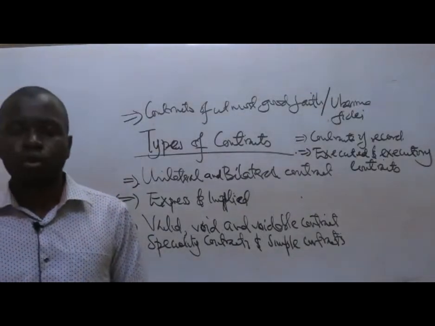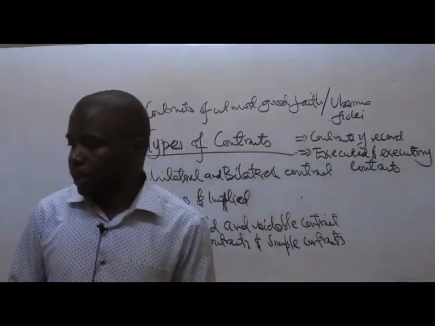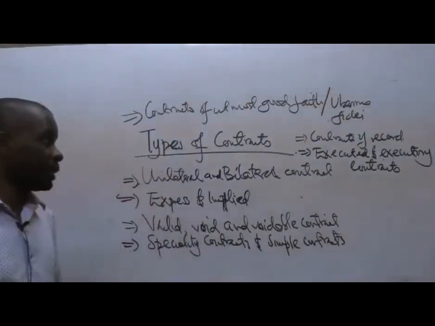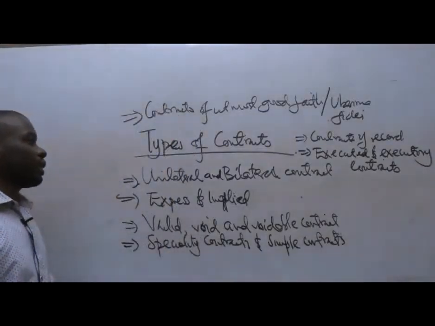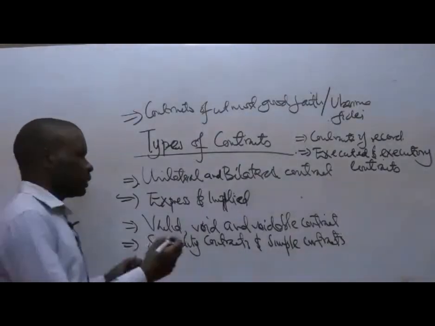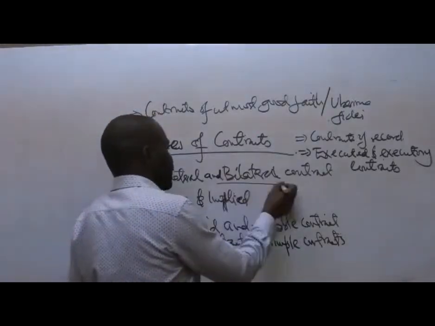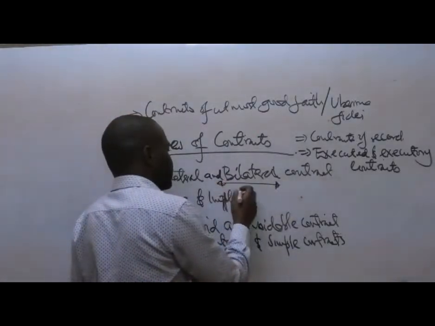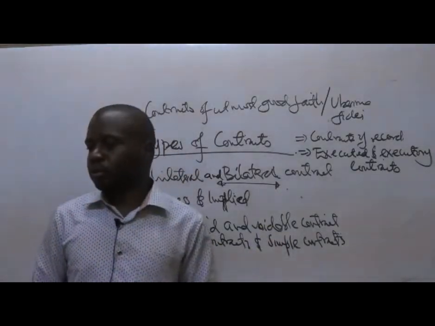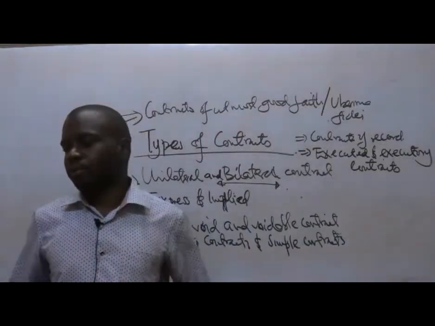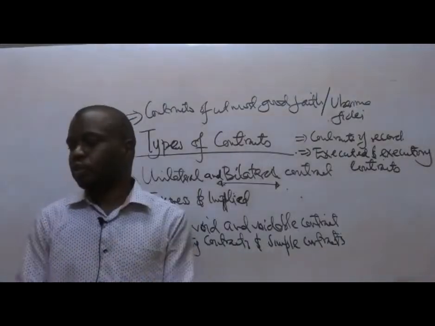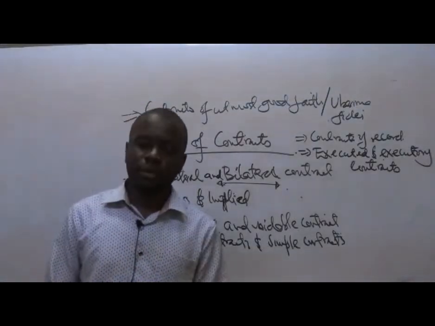So a unilateral contract is one in which only one party is bound. It is usually a very rare form of contract. When we talk about a bilateral contract, then two parties are bound, the one making the offer and the one giving the acceptance, both of them will be held responsible or will become liable. So a bilateral contract is one in which both parties are bound.